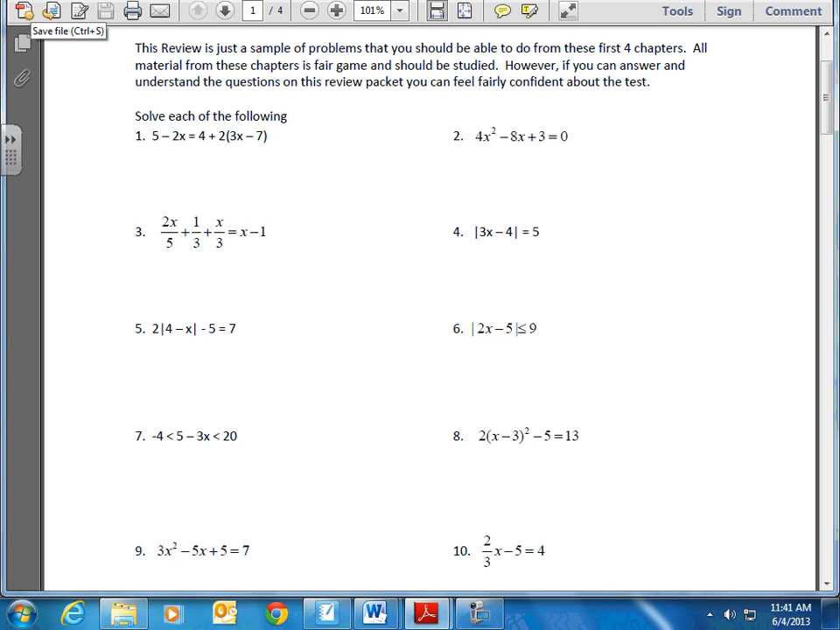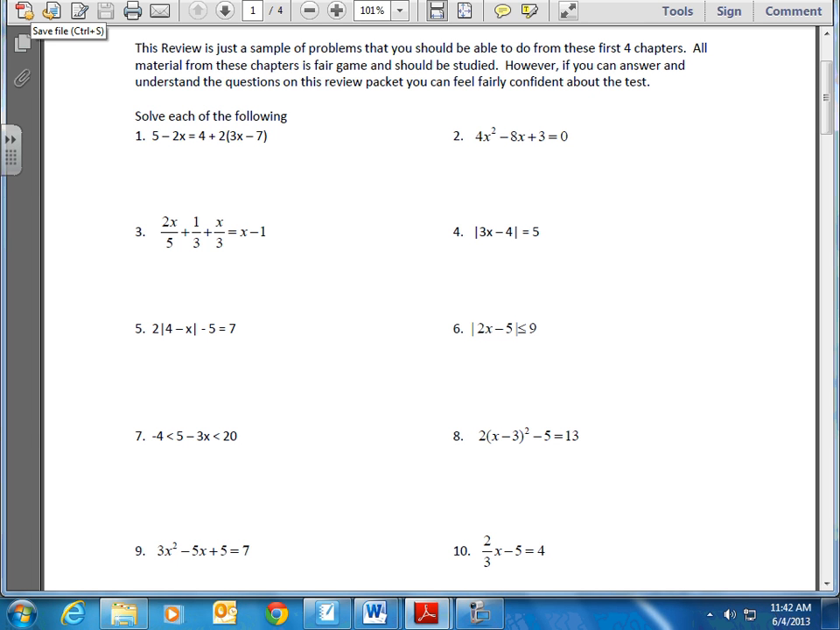Question 1 is a basic linear equation, meaning the exponent is just a 1. It's not an x squared, it's not an x cubed, there's no absolute value, there's nothing like that. It's just a basic equation that has simply x values in it. When you have an equation like this, the goal is to get the x term by itself. To do this, my basic thought process is to simplify both sides as much as possible, then to rearrange the equation so the x's are on one side and the constants or the numbers are on the other side.